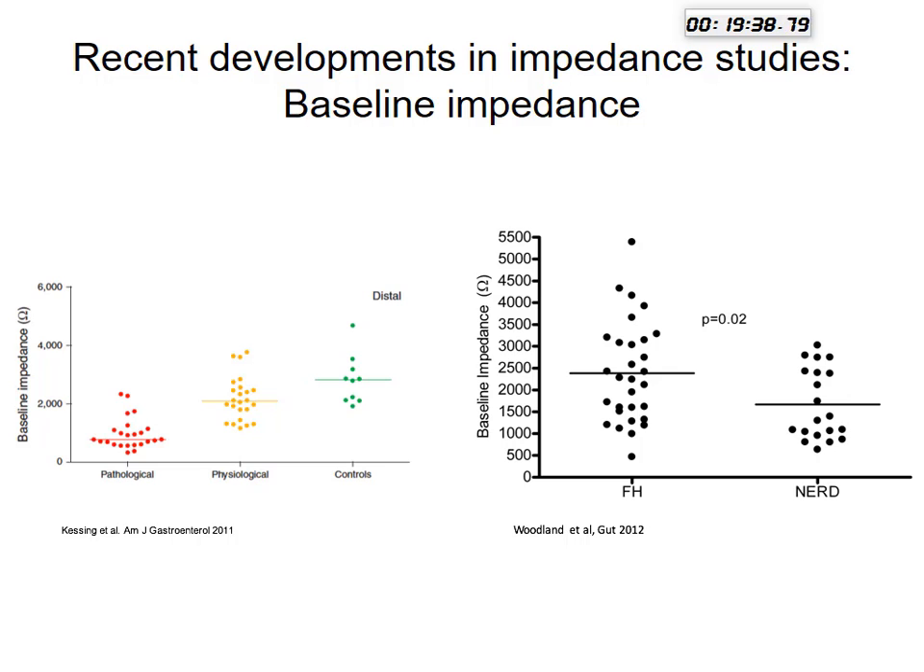I think what you can see on our study on the right-hand side is there's a lot of overlap there. I think this is not good enough yet to be used as a diagnostic criterion. But just be aware, when you do an impedance study, if you look at the bits in between the reflux events, if that impedance baseline is very low, think reflux disease. If it's incredibly low, think Barrett's esophagus.